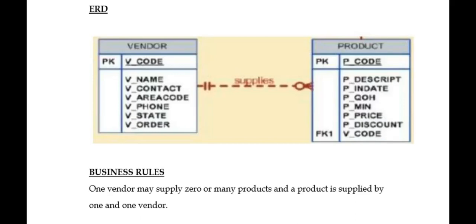So we're going to create vendor and product tables. Let's say you have these two tables with the attributes. One vendor can supply many products, and each product can be supplied by one and only one vendor.